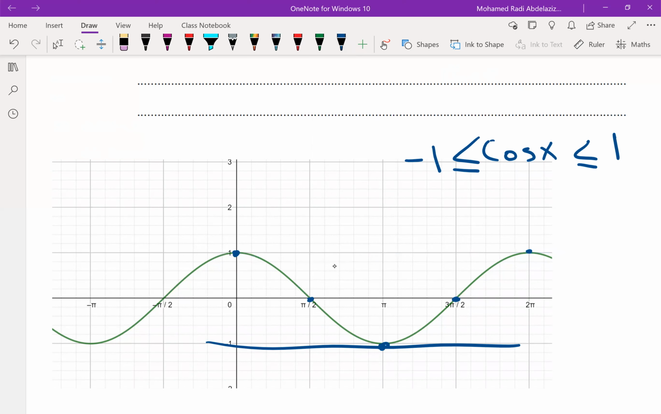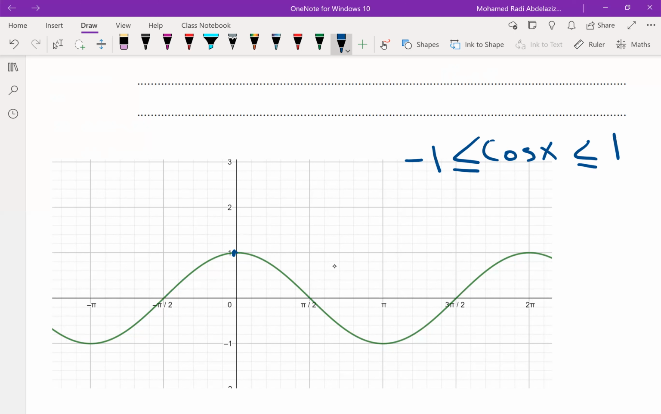If I ask you to sketch the curve only from 0 to pi, you have to follow from 0 to pi, but the range is still from negative 1 to positive 1. You can extend the curve to the left-hand side this way. This function is called a periodic function because it starts to repeat itself after 2 pi. This is the graph of cosine x.